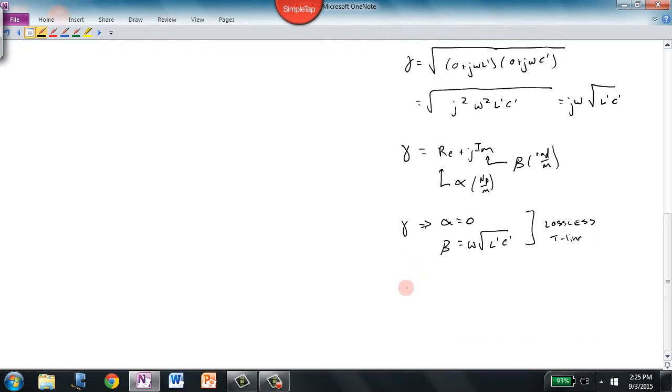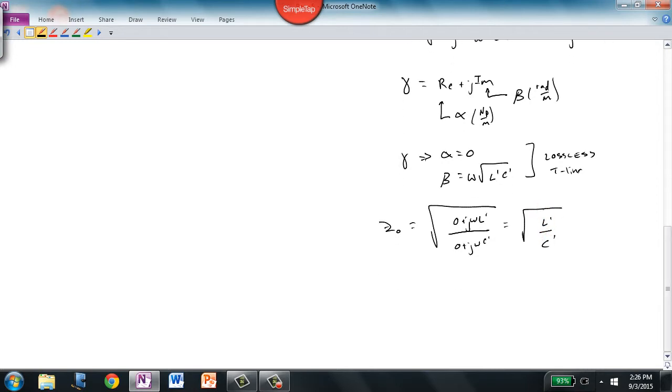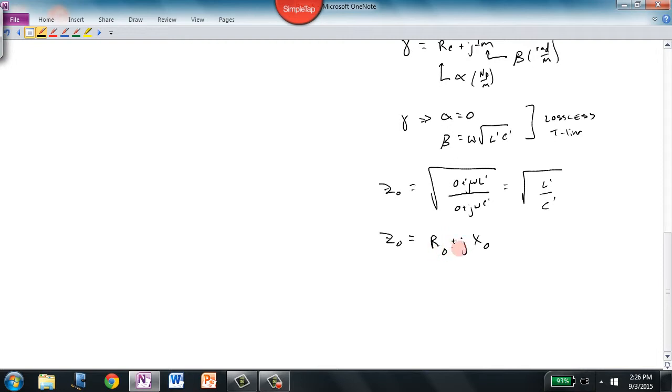Similarly, if we looked at the characteristic impedance, it's going to be the square root of 0 plus j omega L prime over 0 plus j omega C prime, which is just equal to the square root of L prime over C prime. And so in this case, there's no j omega term. Normally, in the general case, Z0 is equal to some sort of resistance plus j times some sort of reactance, and that's normal in the general, lossy case.